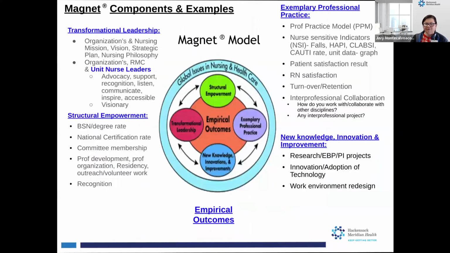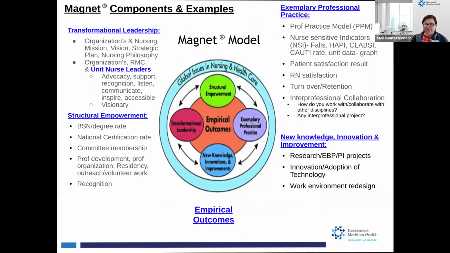So where do magnet components fall in place with these issues? As you know, we have the four magnet tenets: transformational leadership, structural empowerment, exemplary professional practice, and new knowledge and innovation, and improvement. So as a charge nurse, it's within your purview that you are a transformational leader. So we advocate for you to be a transformational leader within the charge nurse capacity.